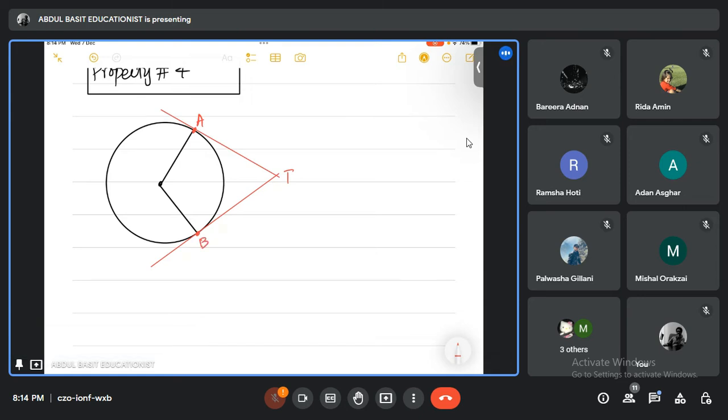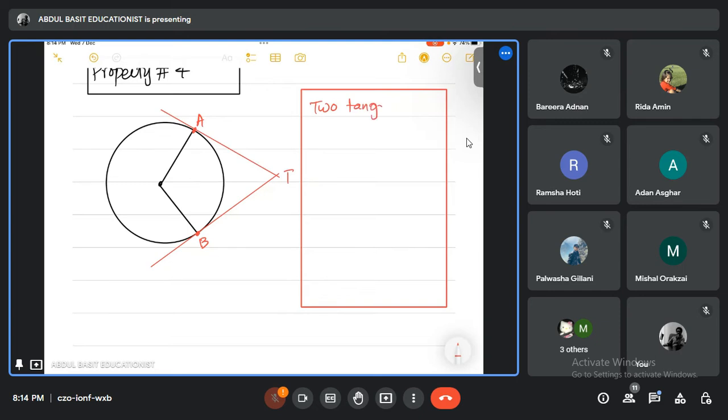If a circle, according to the property, what does it say? It says that if two tangents meeting at an external point will be equal, so T to A is equal to T to B.